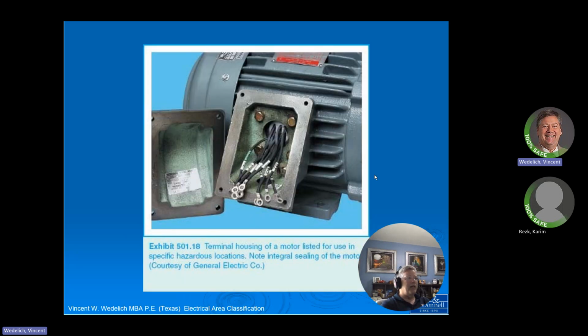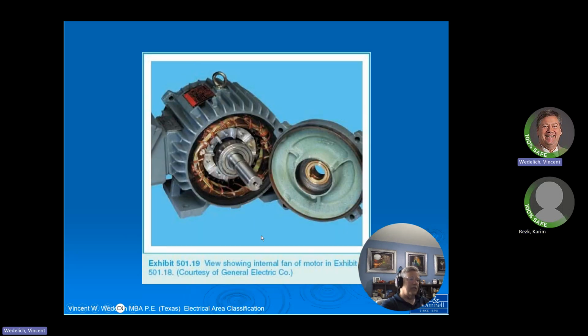This is a motor that is actually factory sealed. You see it? It's got factory seal. So you'll have to see that integral sealing. And then here you've got an internal fan. See that internal fan right there? So this one, you don't have an external fan, it's internal in the motor. And then you've got this heat sink out here as well.